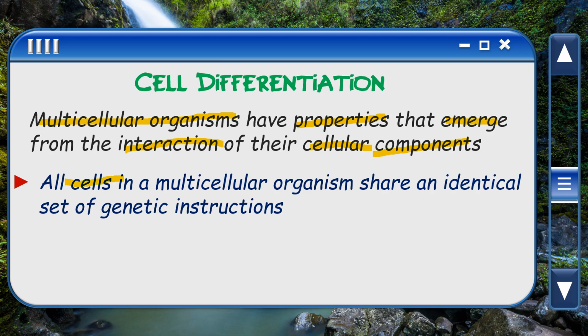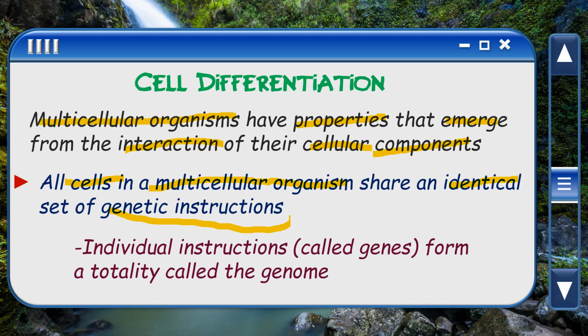All cells in a multicellular organism share identical sets of genetic instructions. We have looked at the cardiac structure. Now, all those cells are sharing identical sets of genetic instructions. Why?